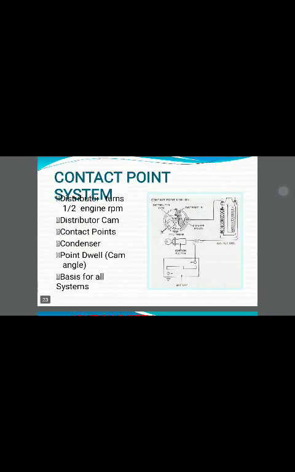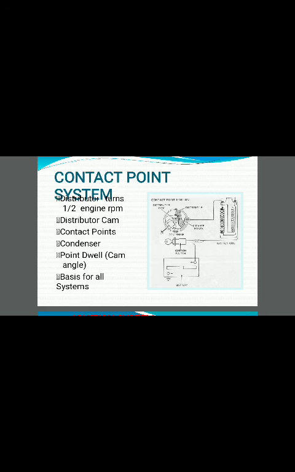Now the next point we are going to discuss is the contact point system. In the contact point system, the distributor turns at half engine RPM. It consists of the distributor cam, contact point, condenser, and point dwell cam angle, which are the basis for all the systems. This is the contact point distributor system.